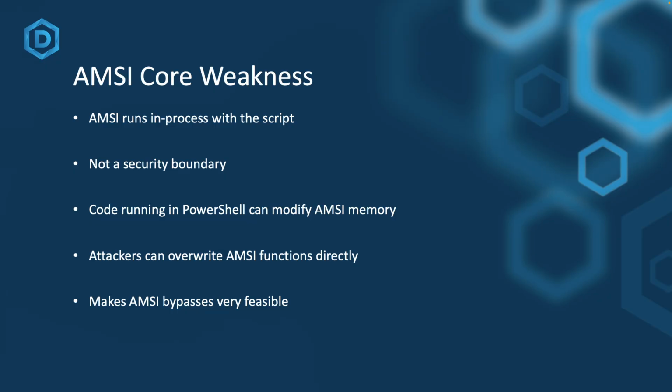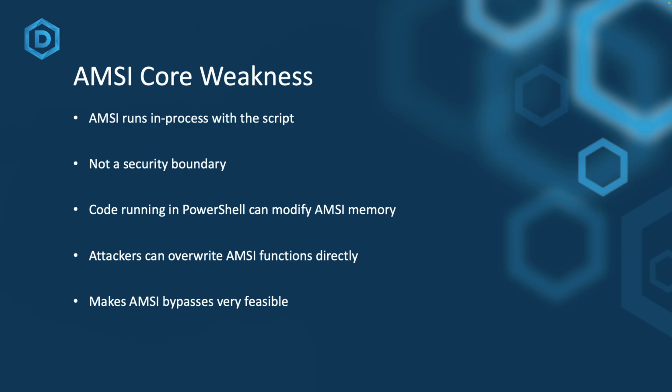Some of the weaknesses included with this: AMSI runs in process with whatever you're running, right? So you pull up a PowerShell prompt, and when you go to run something in that prompt, it also runs AMSI with it. So they're both loaded into memory at the same time. It's not a security boundary per se, more of an extra defense in depth measure on running fileless malware or malicious code.